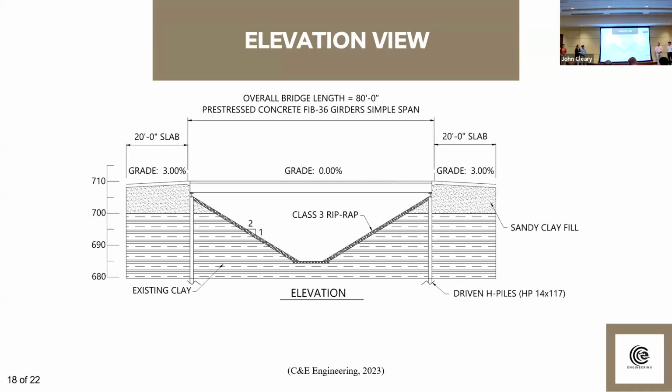For our elevation view, basically the same thing again, but the 20-foot concrete slab will have a 3% grade. The riprap underneath our channel will be a 2-to-1 slope, and underneath our concrete slab will be sandy clay fill, and then we'll have driven H piles.